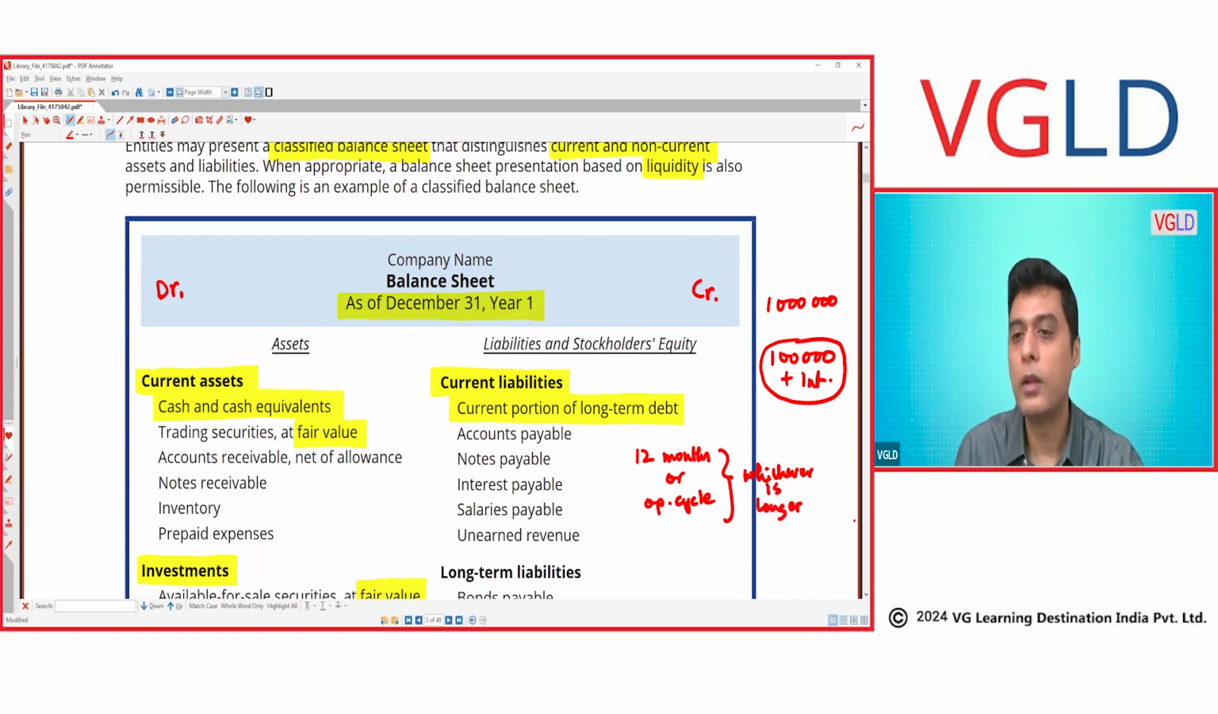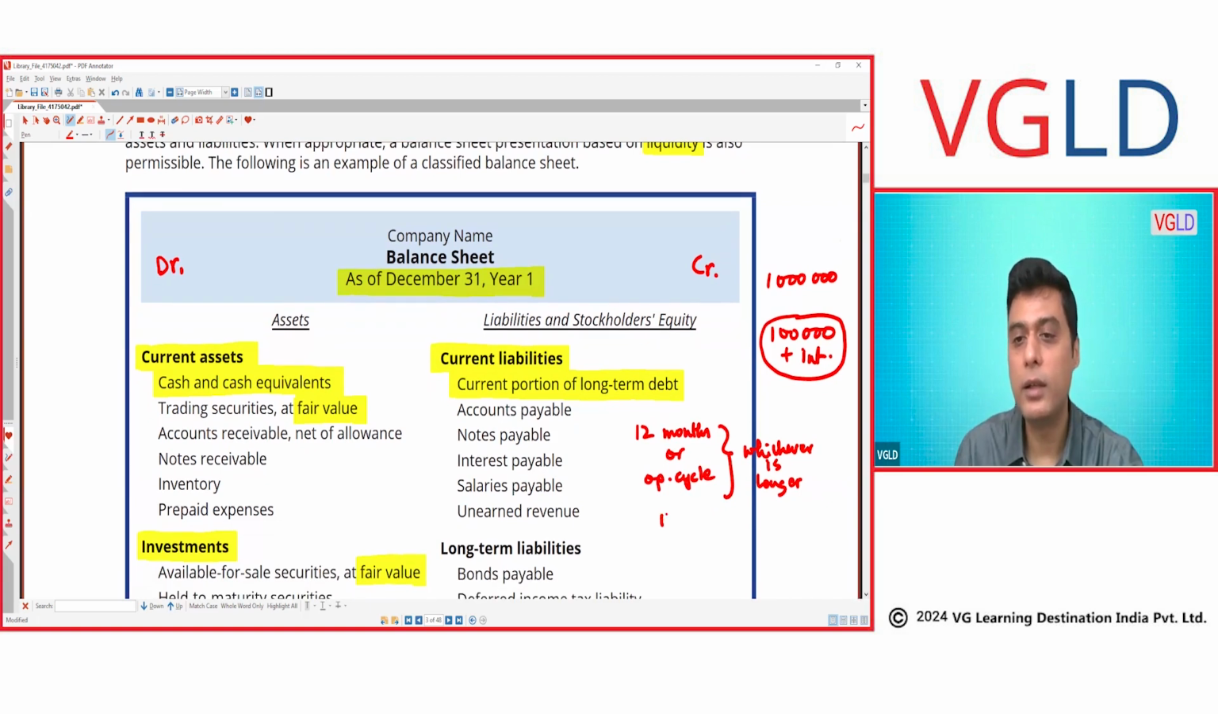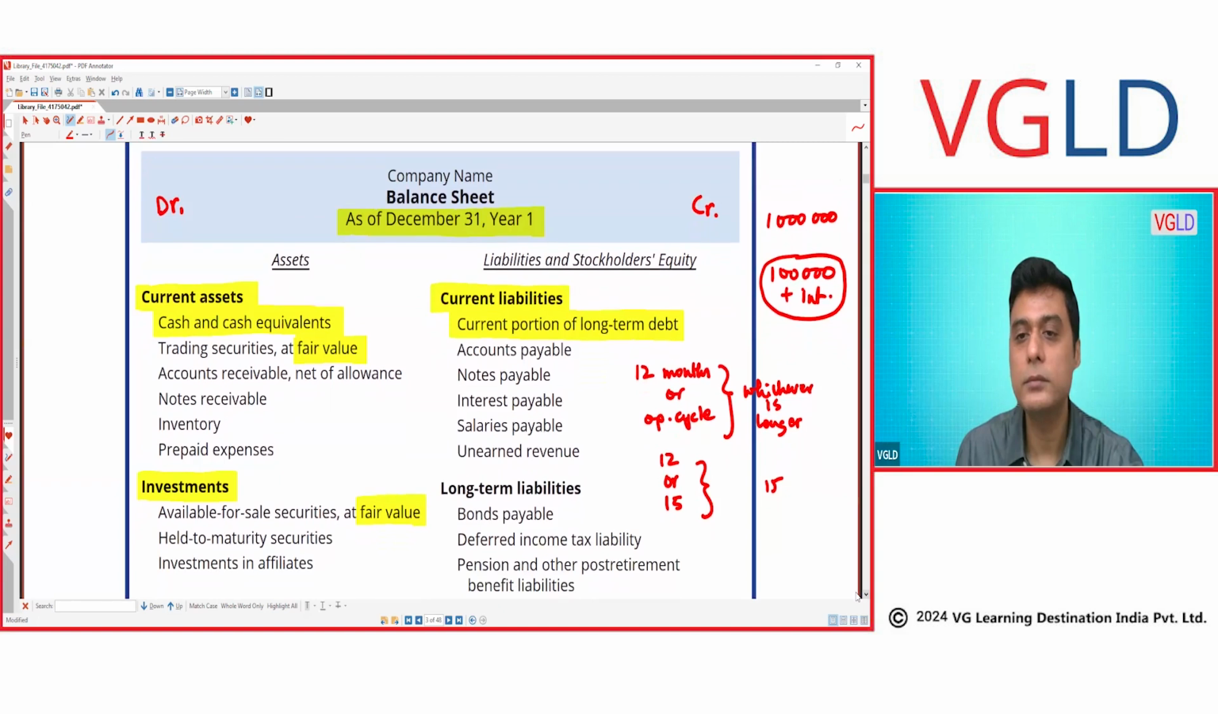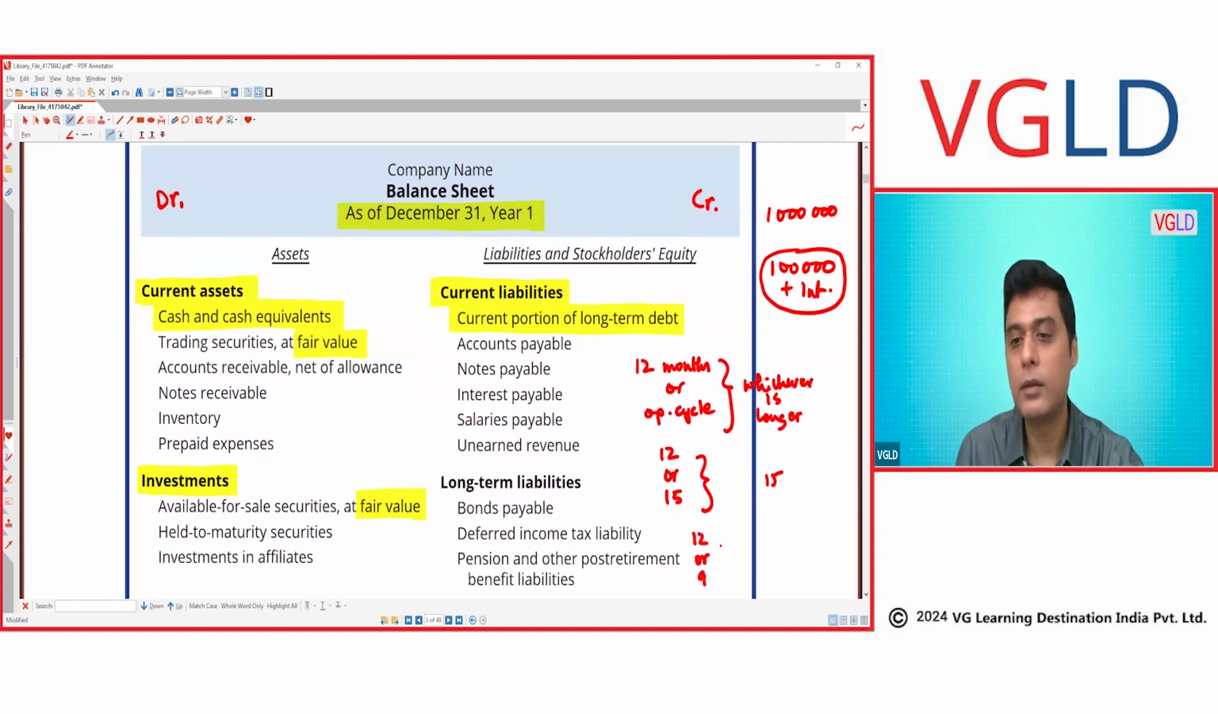So if the operating cycle of a company is 15 months, then whatever is due within the next 15 months is current. If the operating cycle of a company is 9 months, then it is 12 months. Whichever is longer will be considered current. Now, what is operating cycle? That we will talk about when we do the ratios module.